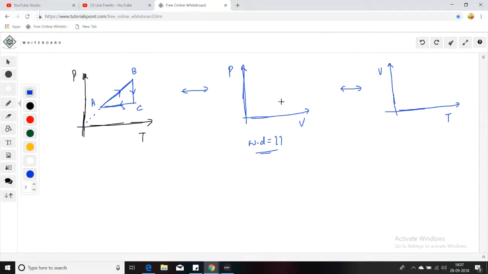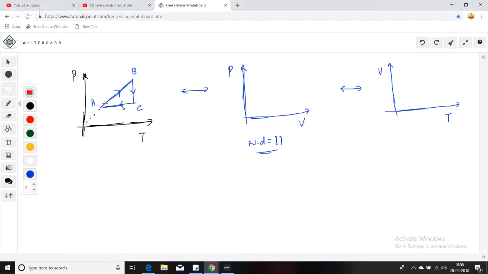But sometimes, if they really want to twist the question, they will not give you a pressure-volume graph. They'll give you a pressure-temperature graph or a volume-temperature graph. Then how do we convert this into this? So now, how do we approach this particular graph? That we have to understand.